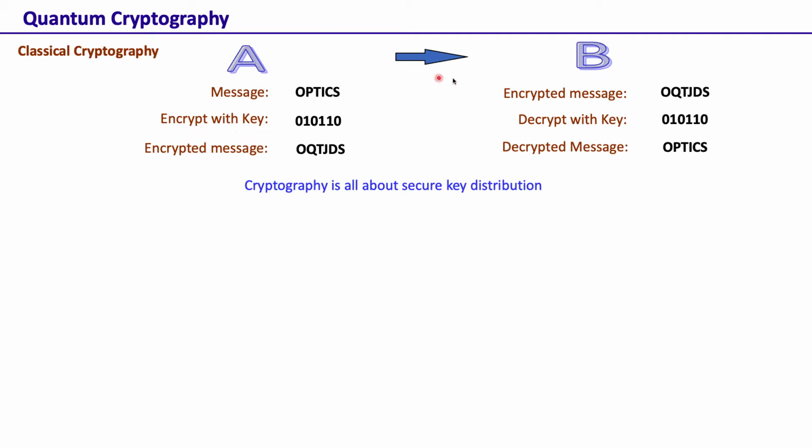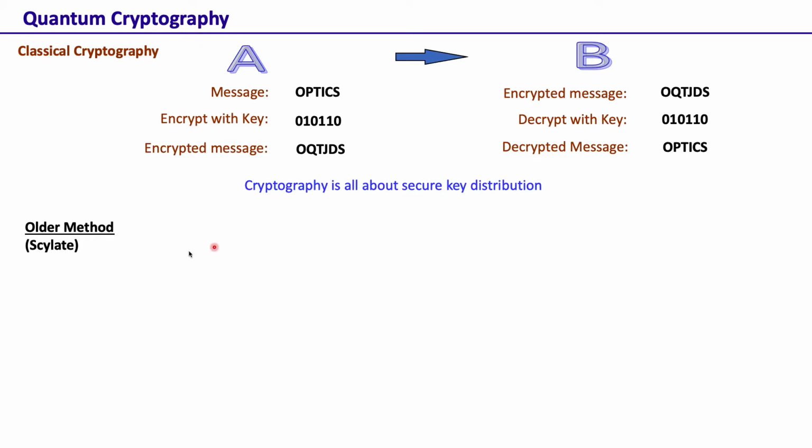That means how A and B can generate a key among themselves that nobody else knows about, and once the key is generated, any message can be encrypted with that key, and this encrypted message can be sent to B even over a public channel. Since only B has the key, nobody else will be able to decrypt the message. So that's cryptography in general, and it is all about secure key distribution. Once the key is distributed in a secure manner, the message can be sent over a public channel without any issue.